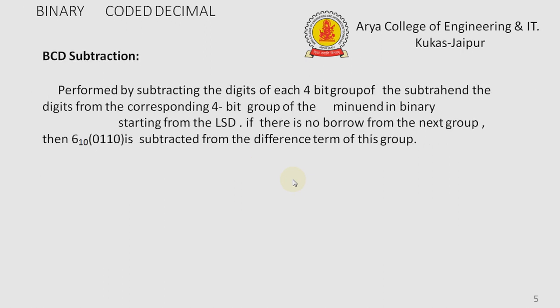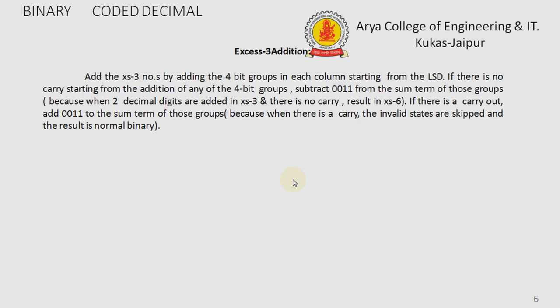BCD subtraction is performed by subtracting the digits of each 4-bit group of the subtrahend from the corresponding 4-bit group of the minuend in binary, starting from the LSD. If there is a borrow from the next group, then 6 base 10, that is 0110, is subtracted from the difference term of this group. So in addition, 6 is added, and in subtraction, 6 is subtracted.